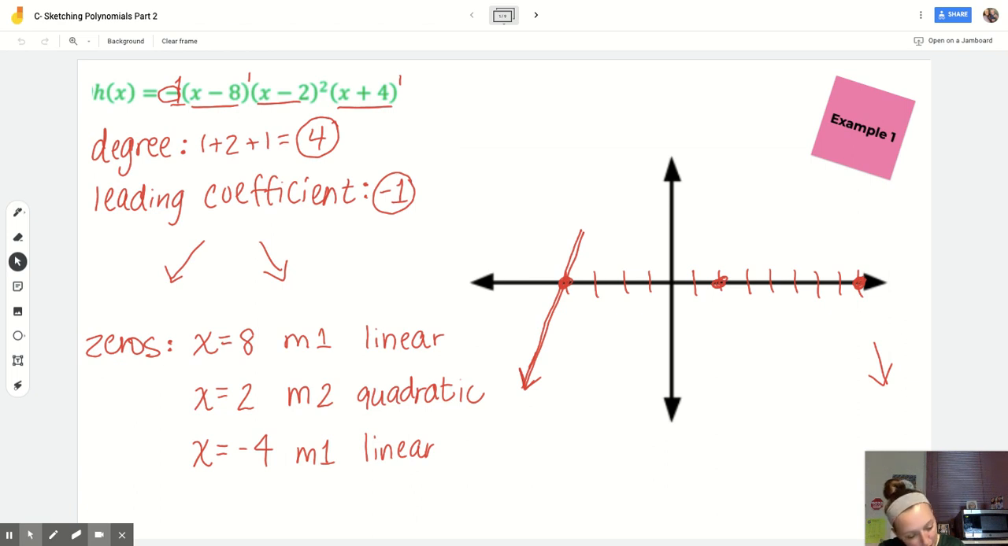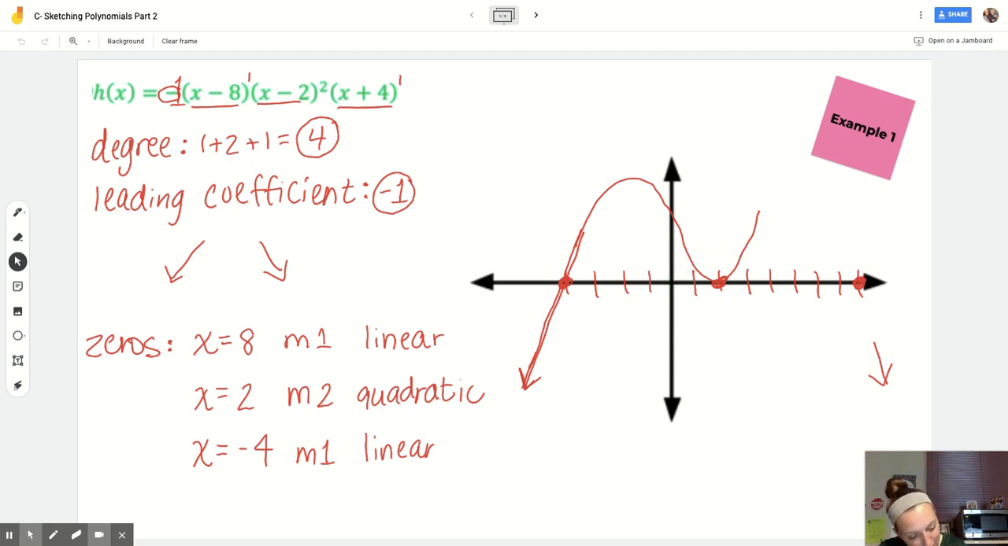Then I'm going to have to come back down, and when I get to 2, it needs to look like a parabola. So I just want to touch at 2. Remember, I can't cross or touch anywhere but at those 3 points. So I'm going to come down and just touch right at 2. So if I zoom in on that 0, right around that 0, that looks like a parabola.